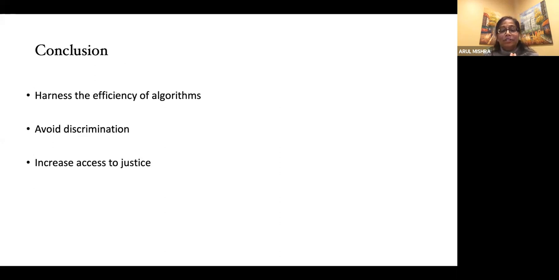So essentially, to conclude, algorithms are very powerful because they are very efficient. They can go through large amounts of data. And if they do that in a way that's fair and avoids discrimination, it can really increase access to justice for several people because, as many of these apps and organizations are showing, they are able to help people navigate the legal system a lot more easily, many of them being online, many of them through apps. So it's a great time right now to harness the power of algorithms in a more fair manner to increase access to justice.